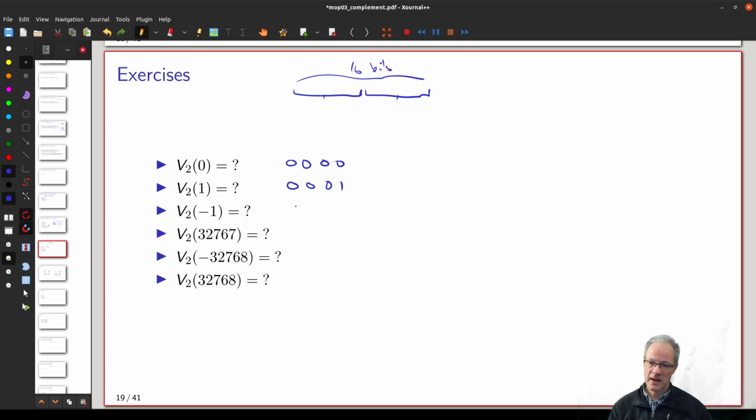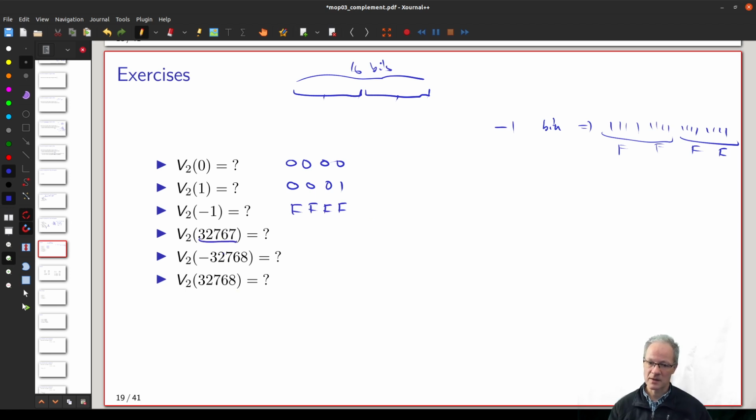Minus 1. So for the minus 1, we did a little chat that minus 1 in binary is going to be 1111111111111111. So that's in 2 bytes, right? So therefore I can write FFFF. Soon enough you're gonna remember that minus 1 is all F's in 2's complement.